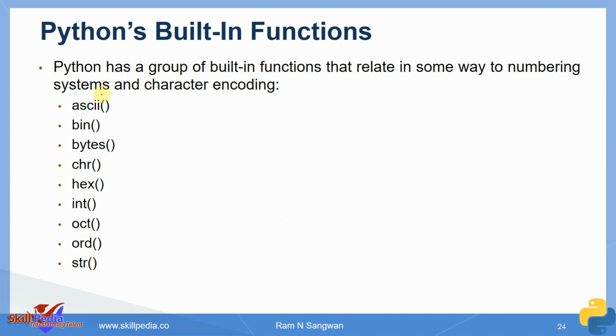Built-in functions. Python has a group of built-in functions that relate in some way to numbering systems and character encoding, like ascii, bin, bytes, chr, hex, int, oct, ord, and str. You need to be well versed with these functions. You need to practice these functions to have a better understanding, because they will be coming in the programs, in the project, in the sample programs which we are going to discuss.